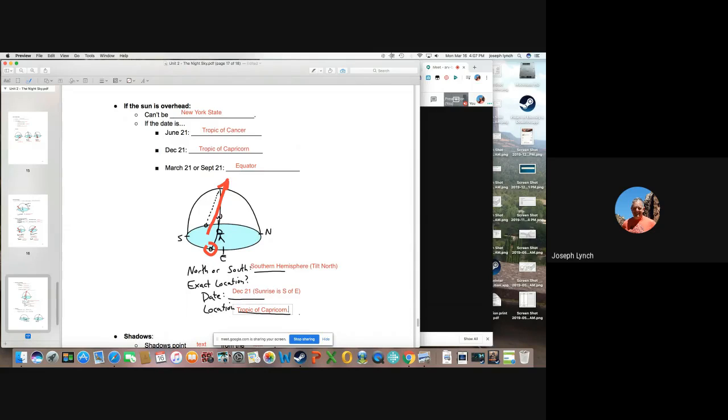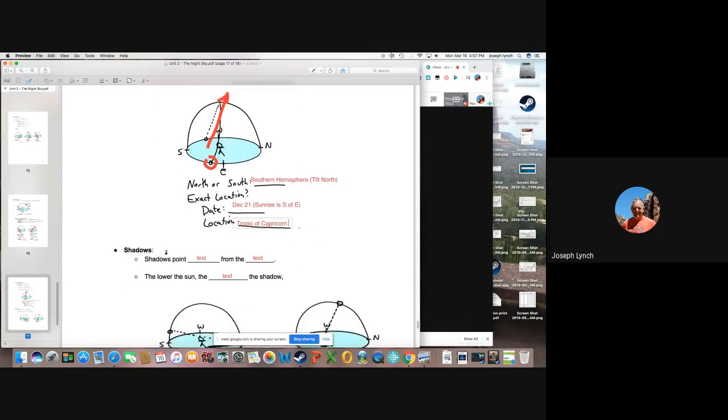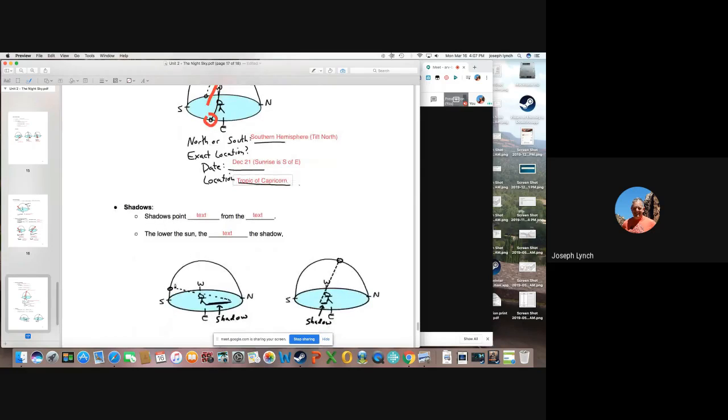Relax a little bit, we're going to talk about our shadows. So here's the sun here, and it's shining down on this guy, and he's blocking the sun back here. So the shadows point away from the sun. And when the sun is low, I get this big long shadow. When the sun is higher in the sky, the shadow is shorter. So the lower the sun, the longer the shadow.